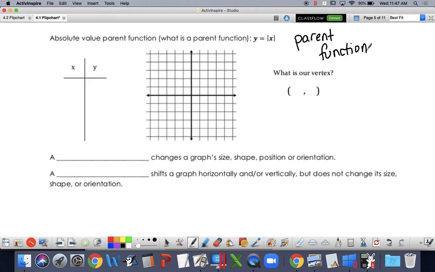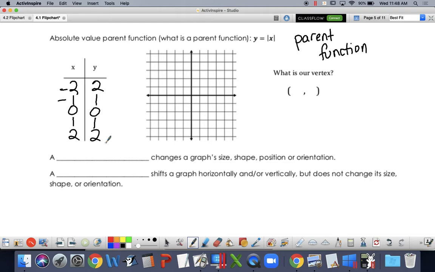So let's do it just kind of like we would if we were in Algebra 1. I'm going to make a table of x values. So let's do our standard -2 to +2. And let's figure out what our y values are for each of those. So if I take the absolute value of -2, I get 2. Absolute value of -1, 1. Absolute value of 0 is still just 0. Absolute value of 1 is 1. Absolute value of 2 is 2.